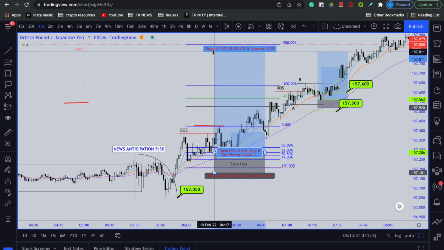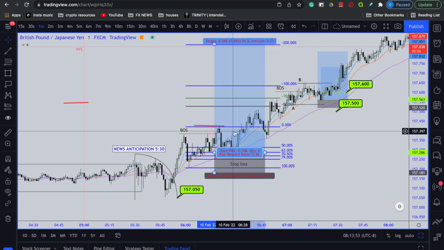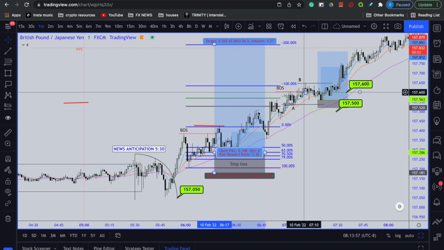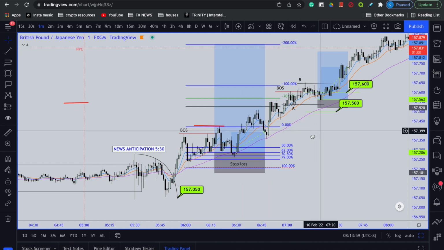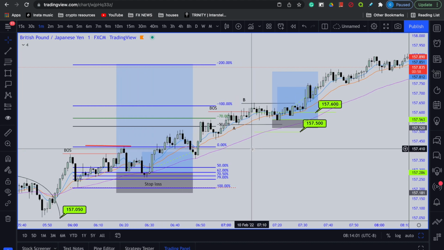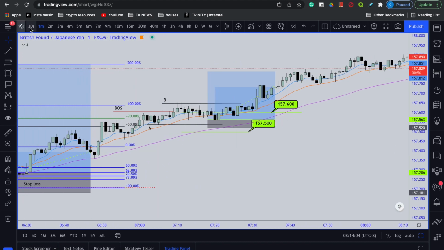Okay, anywhere above that would have been a risk to reward ratio of 1 to 4, 1 to 5. Okay, beautiful execution on GBP/JPY. I didn't catch this move. However, utilizing the same methodologies, if we go over here, I'll go down to the 30 seconds chart.